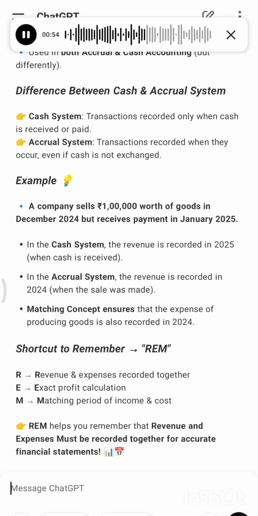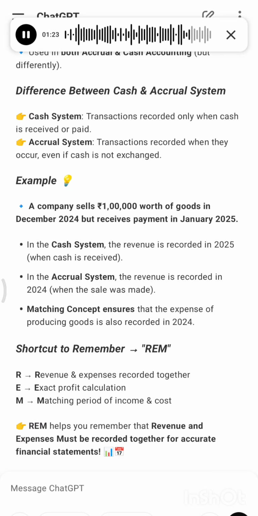Example: a company sells goods worth $100,000 in December 2024, but receives payment in January 2025. In the cash system, the revenue is recorded in 2025 when cash is received. In the accrual system, the revenue is recorded in 2024 when the sale was made. Matching concept ensures that the expense of producing goods is also recorded in 2024.